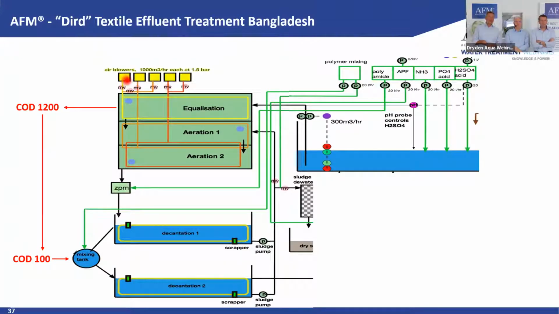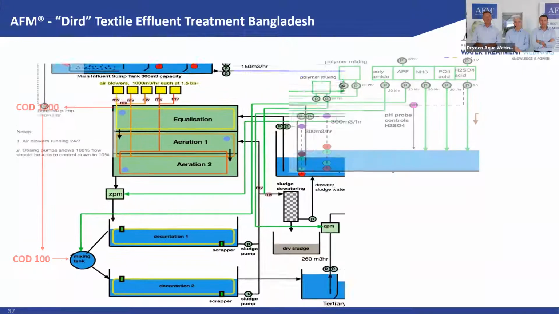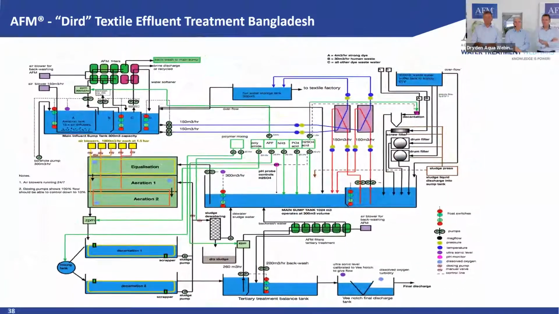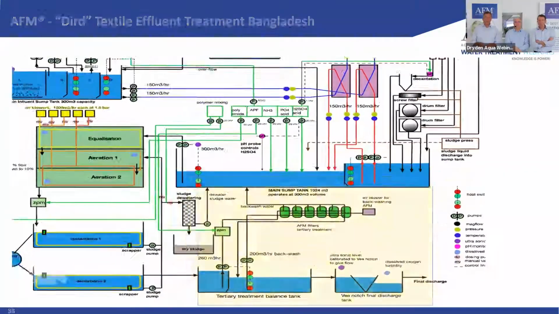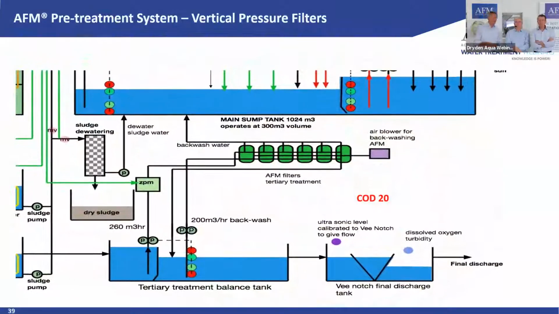As you clearly said, the big part of the process is done by biology, just with this aeration. We bring the COD from 1,200 to 100, and then we go through decantation, and finally through the polishing step, again through AFM filters. Fantastic. Here we end up with a COD of 20. We could even close the complete loop, but we don't want to make it too precise.